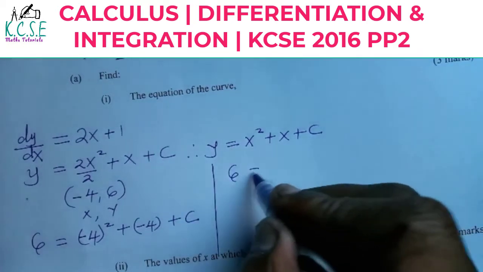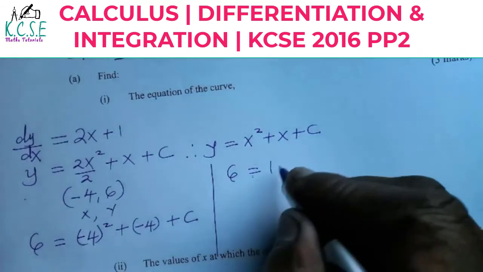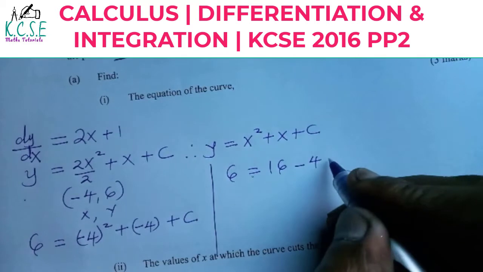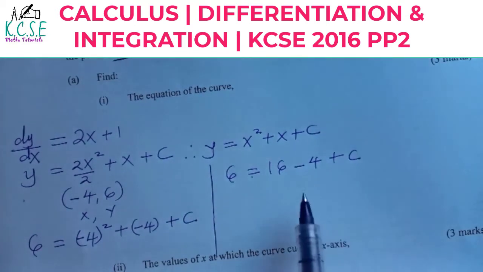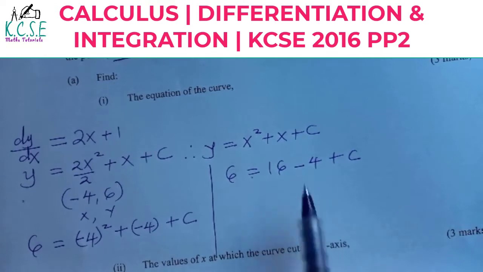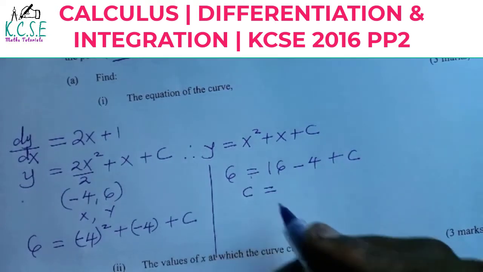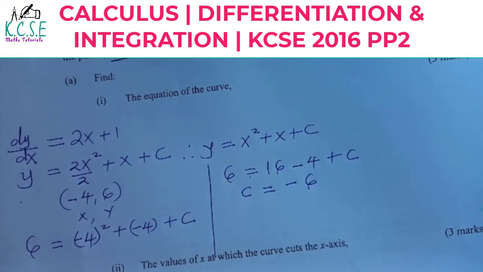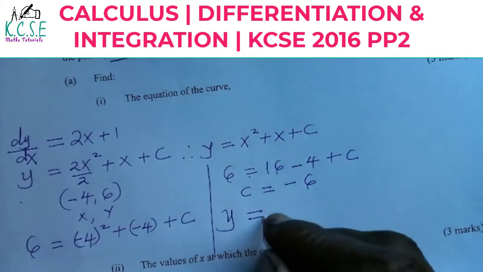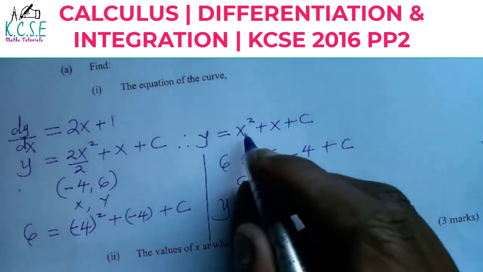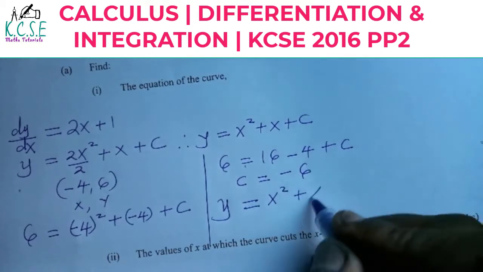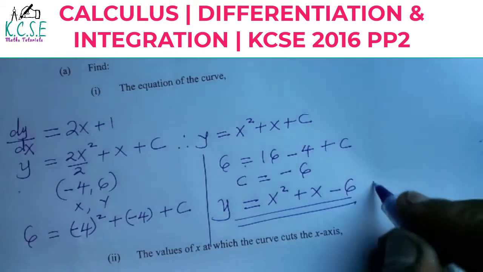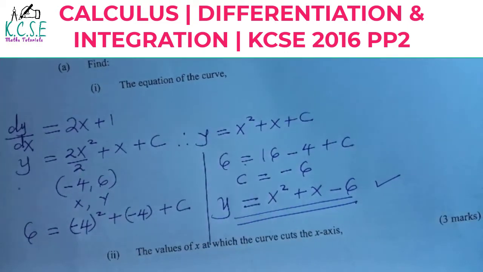So 6 equals negative 4 squared, which is 16, then plus negative 4, this will be minus 4, then plus c. When you work out the value of c here, you will get that c is negative 6. Now you have the value of the constant. The equation therefore will be given by y equals x squared plus x minus 6. So that is how you get the equation of the curve.